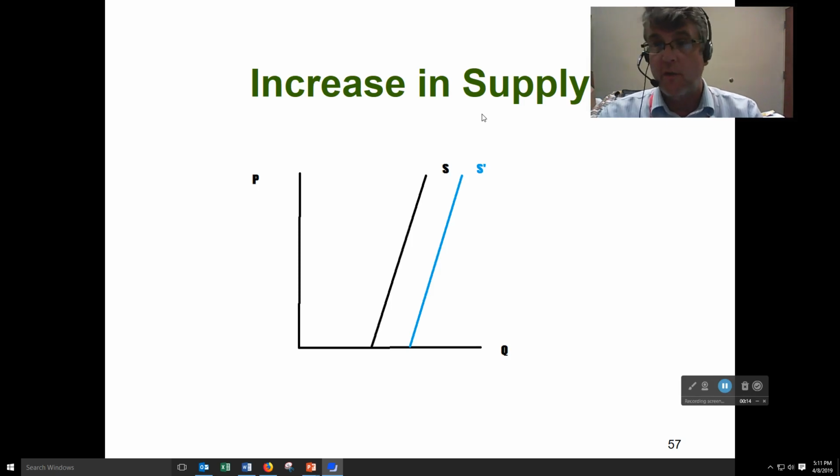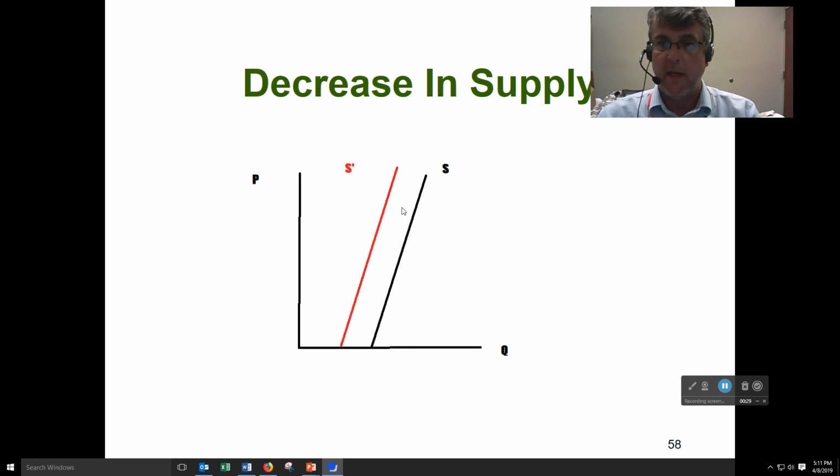The first thing we're going to talk about is an increase in supply. That is where we shift the curve to the right. You can see here I have S, and we shift the curve to this blue S prime. If you haven't bought some colored pencils, I recommend you get some, that way you can easily see those shifts. So that's an increase in supply. It goes to the right.